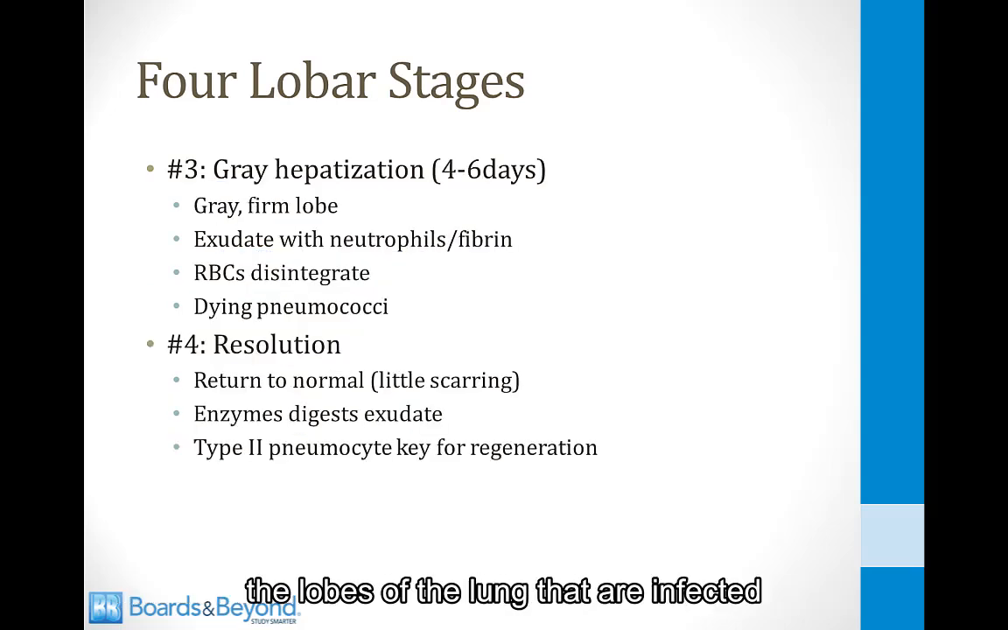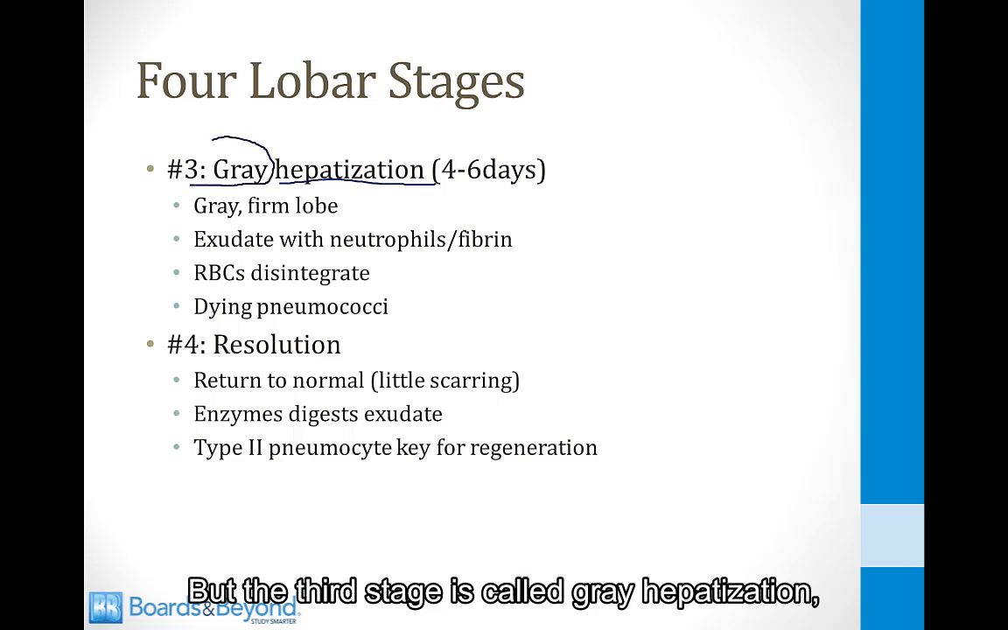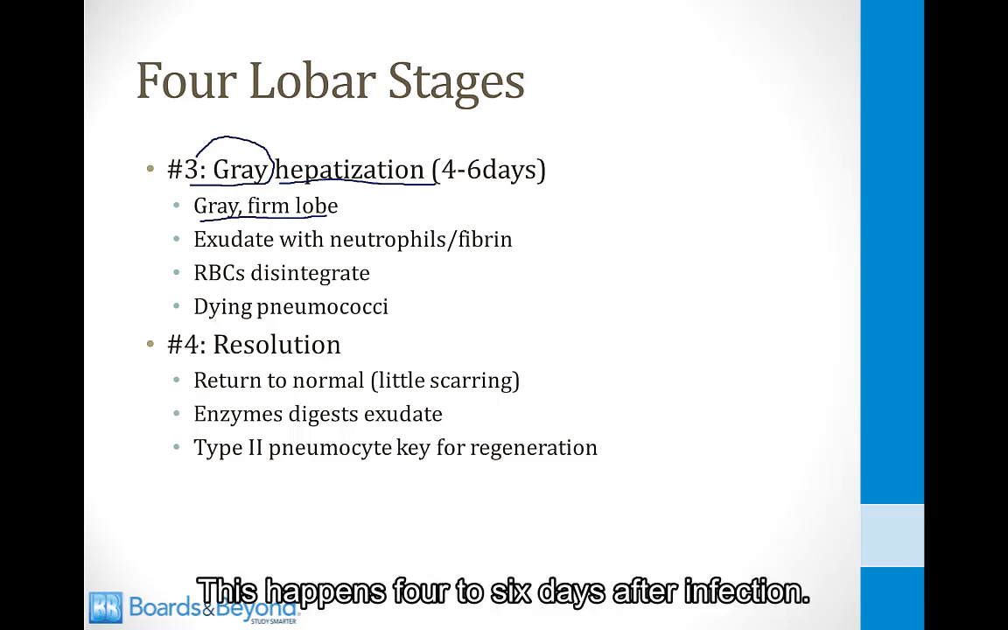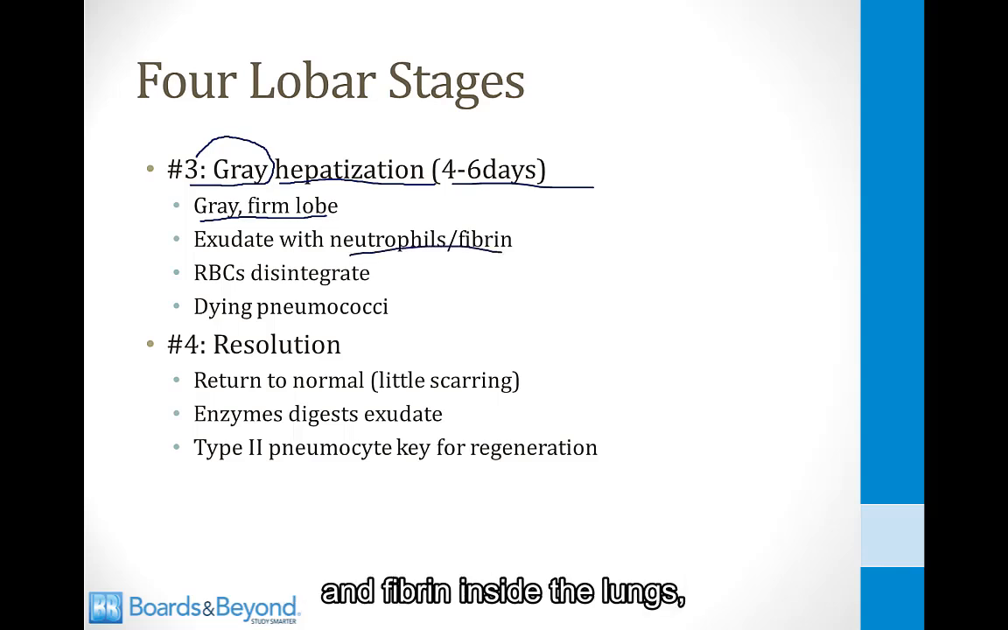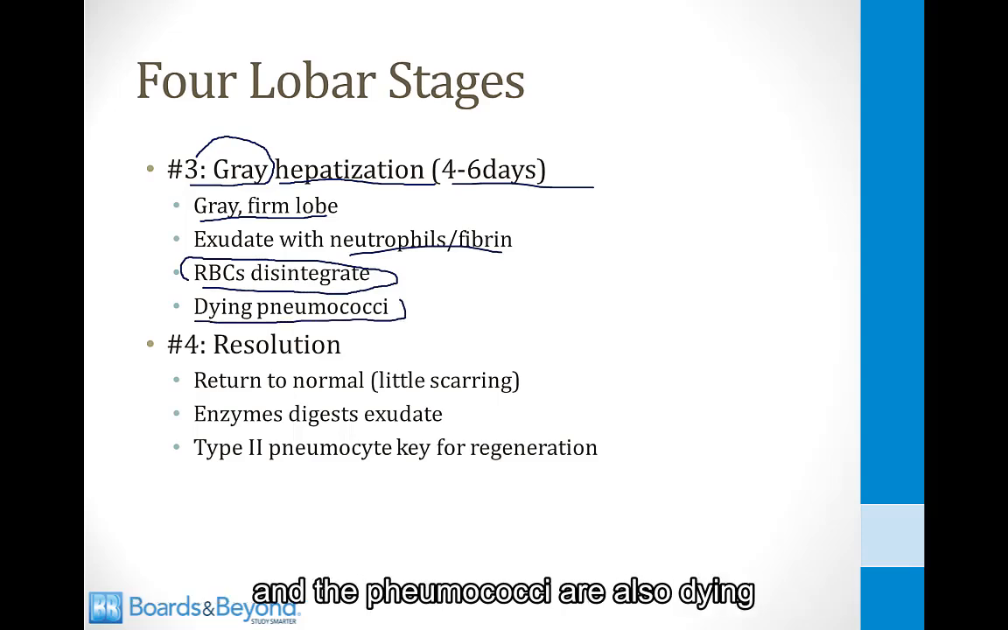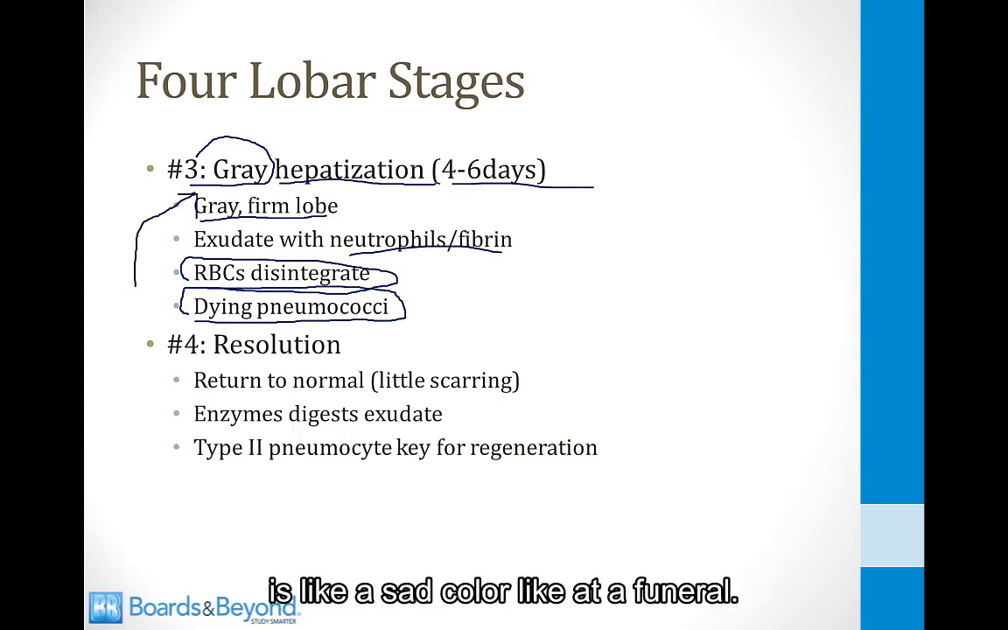In the third stage, the lobes of the lung that are infected still look like the liver, so these are hepatization stages. But the third stage is called gray hepatization because now the lungs look gray and firm. They're very pale. This happens 4 to 6 days after infection. There's an exudate of neutrophils and fibrin inside the lungs. The red blood cells have started to die and disintegrate, and the pneumococci are also dying and disintegrating in this stage. So you can just remember that the gray is like a sad color, like at a funeral, and that's because everything is dying. The red blood cells are disintegrating, the pneumococci are dying.